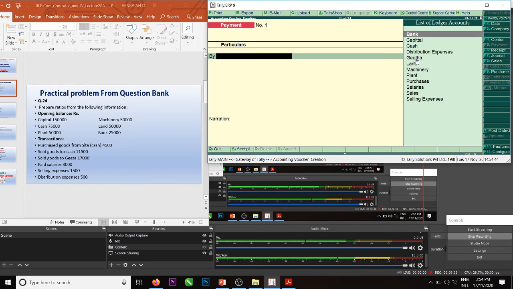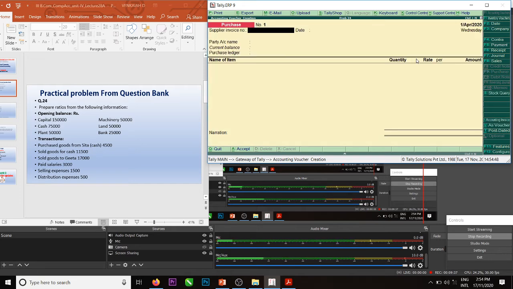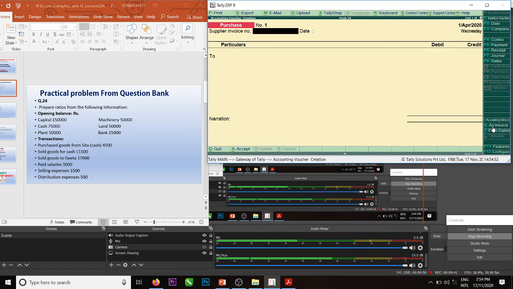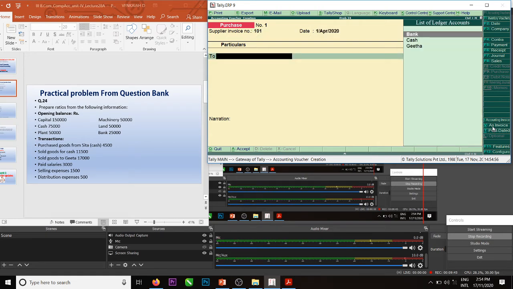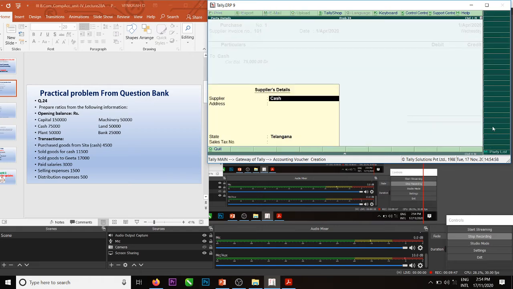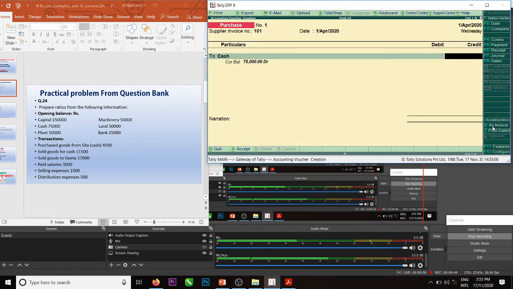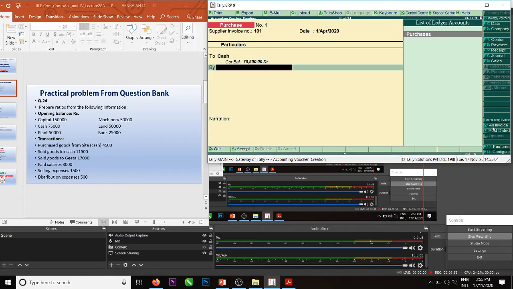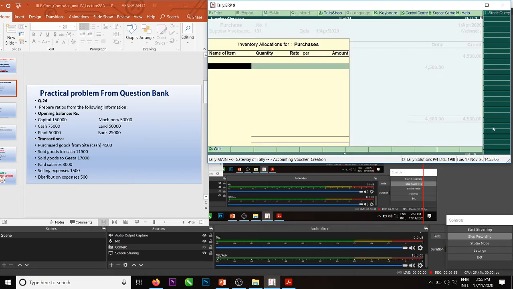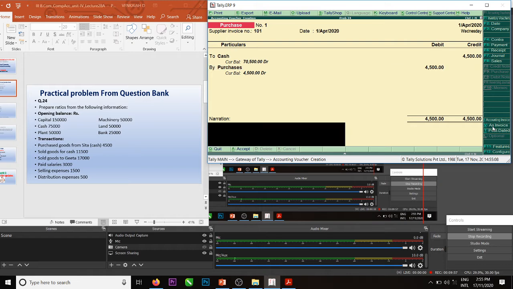What is the first voucher? Purchases. F9. Control V as a voucher. 101 reference number. Purchases cash. Goods purchased for cash.